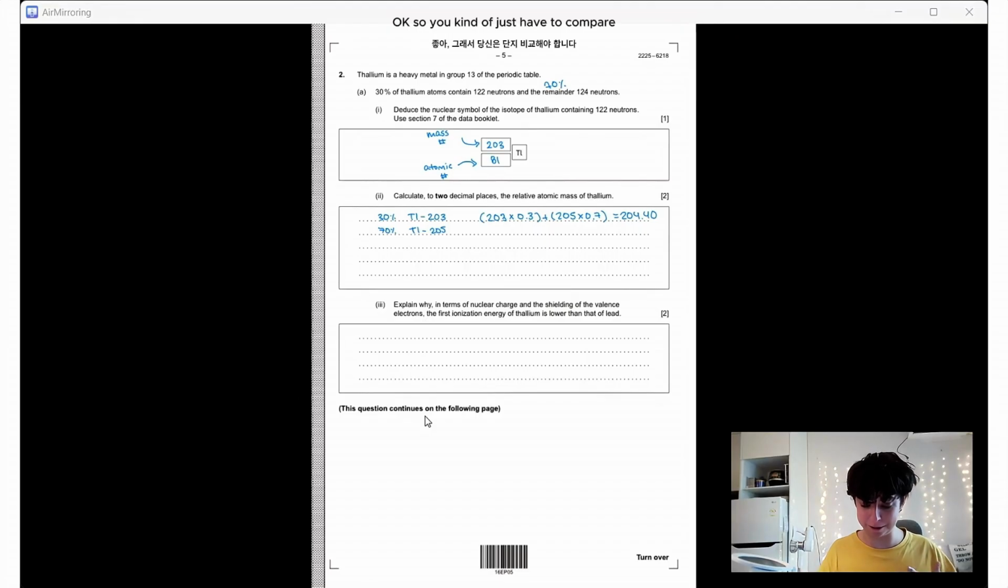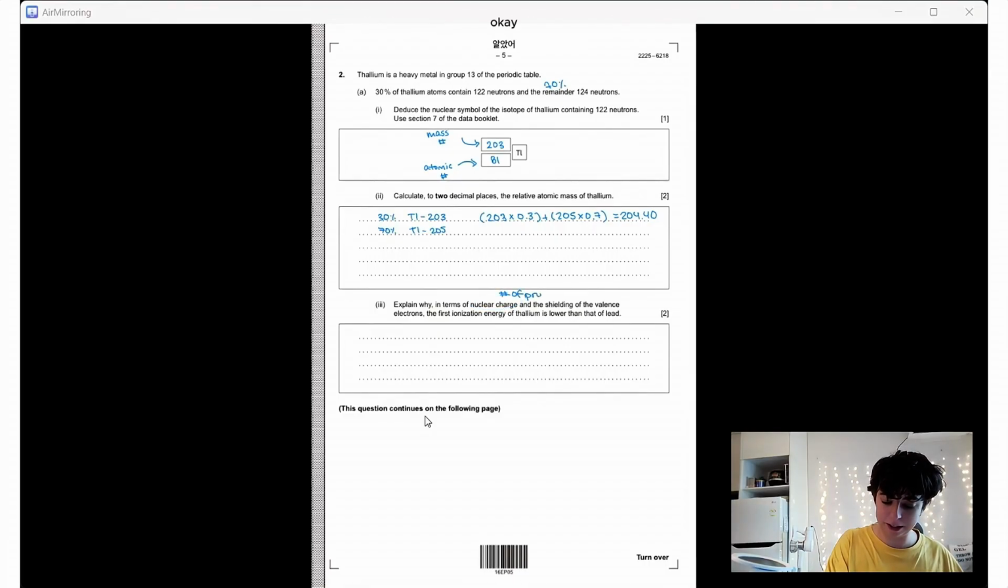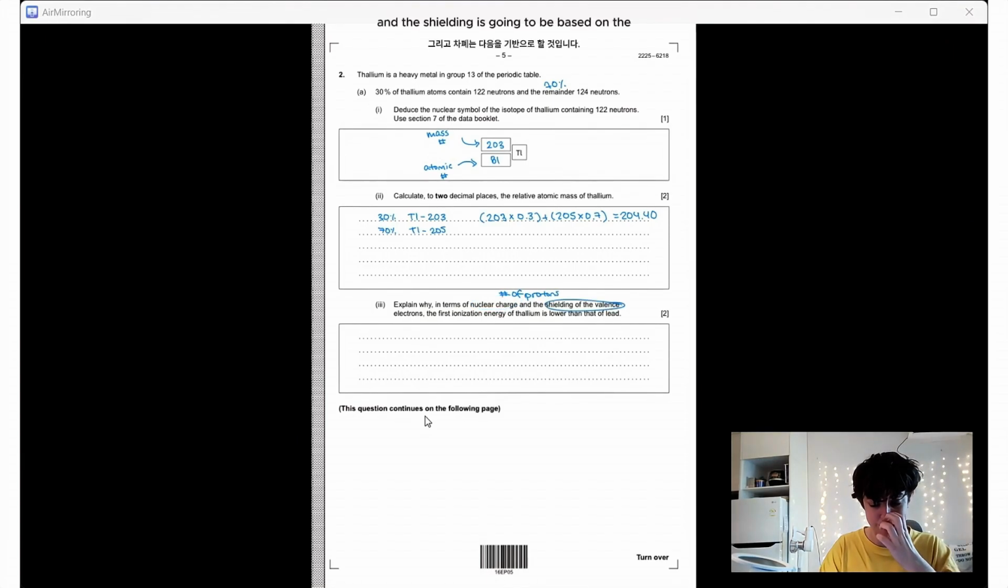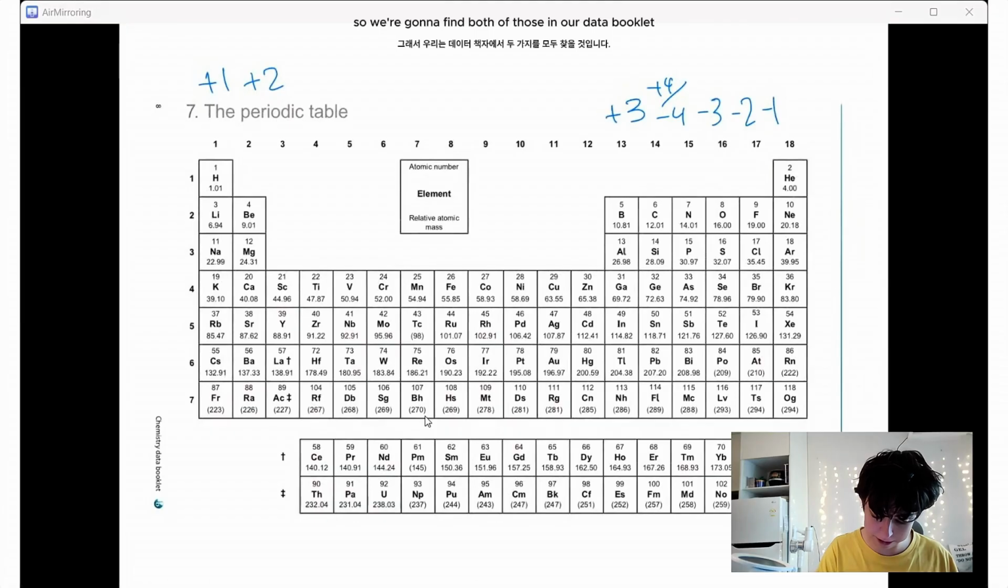So you kind of just have to compare the nuclear charge and the shielding. The nuclear charge is just the number of protons, and the shielding is going to be based on the period number. And so this is based on that of lead. Lead is Pb. It's not like LD, it's just Pb. So we're going to find both of those in our data booklet. So we have thallium and we have lead.